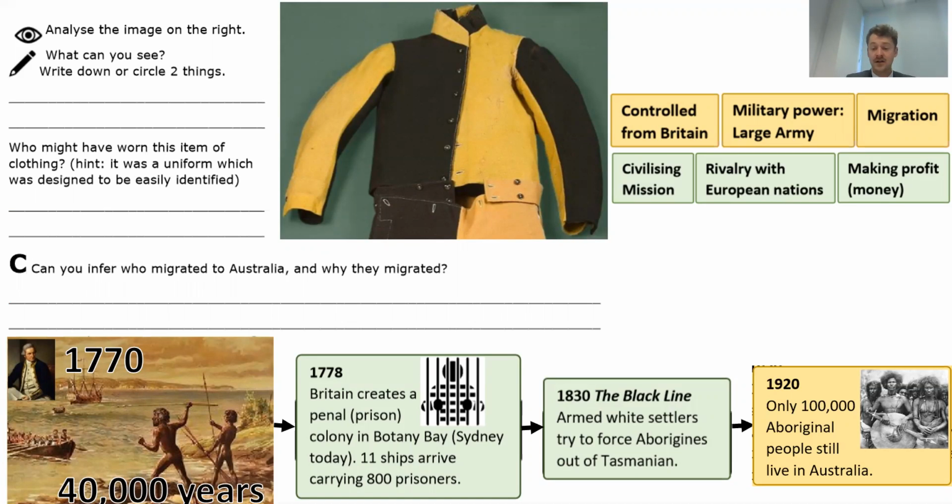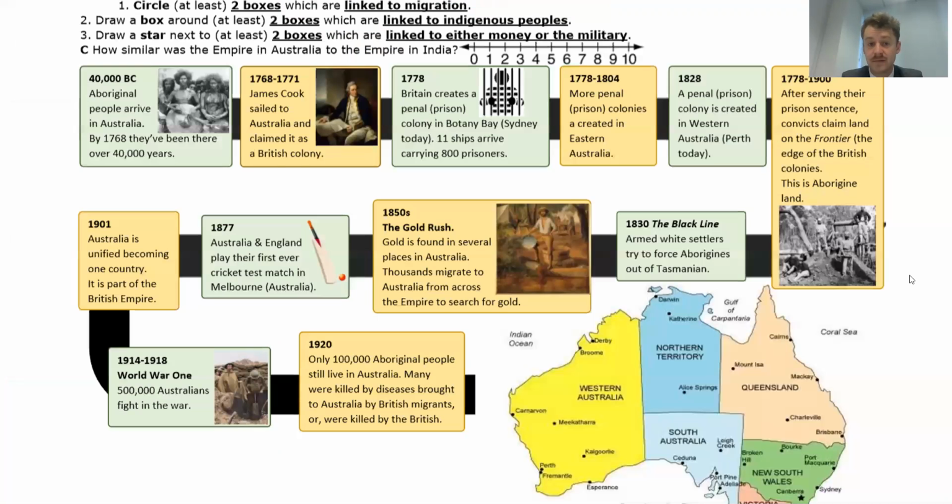So if we turn our page over, you should have your timeline there. And again, we've got a big timeline of what's happened in Australia from 40,000 BC when the Aboriginal tribes arrive in Australia, right up until 1920 when we only have 100,000 Aboriginal people left. So what I want you to do now, you're going to circle at least two boxes that show us about migration, about people moving to Australia. You're going to draw a box around any of these events that relate to Aboriginal people, the indigenous people of Australia, the Aborigines, okay? You are then going to draw a star next to any box where we can see the military involved.